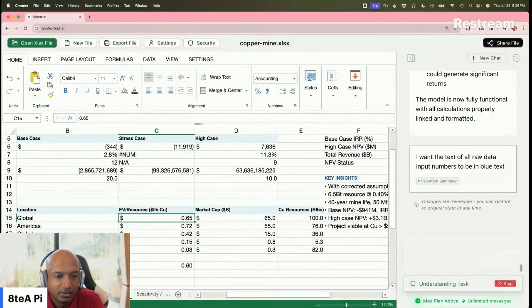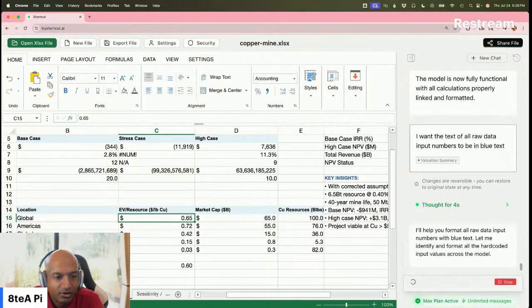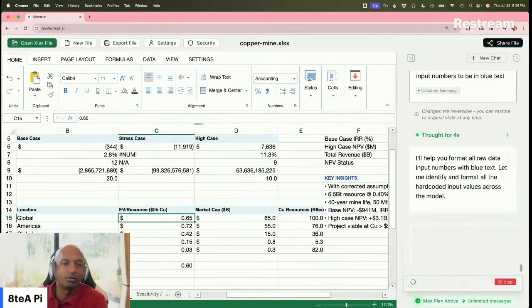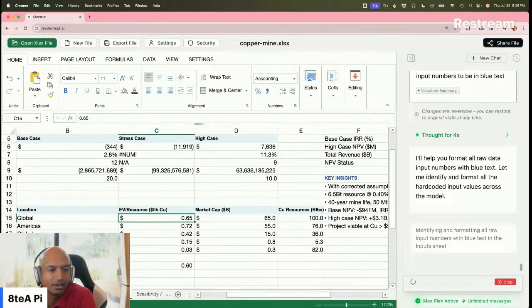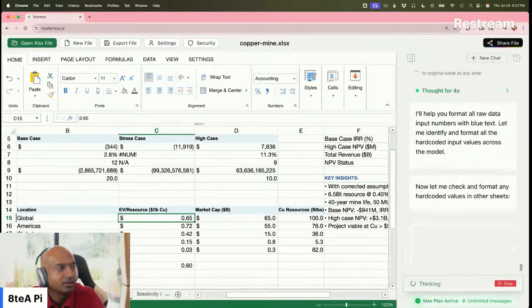Let's see if that works. I see now why people use like Whisper Flow. I'm probably faster talking. All right. I'll help you format all raw data input numbers with blue text. Let me identify and format all the hard-coded input values across the model. So at least it understood what I meant, and it should go across and clean up everything. That's what I want to do. Clean up everything.